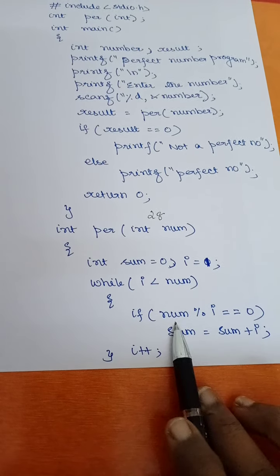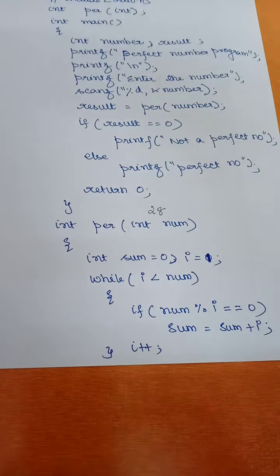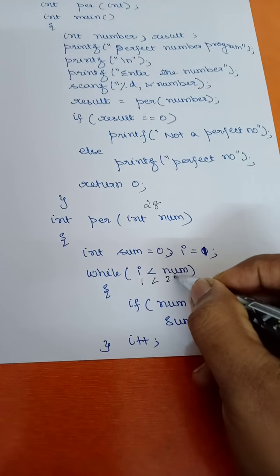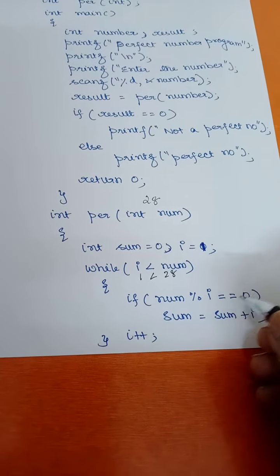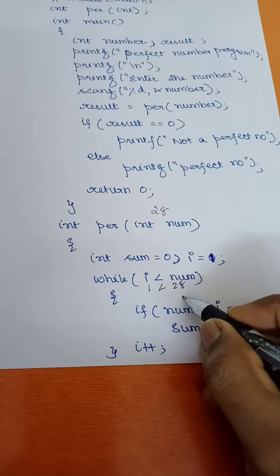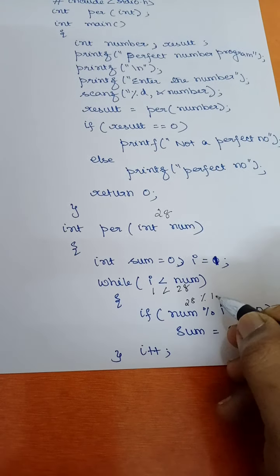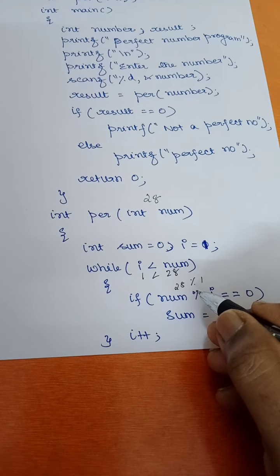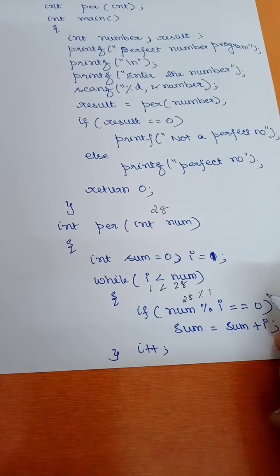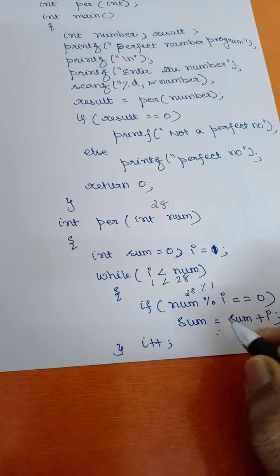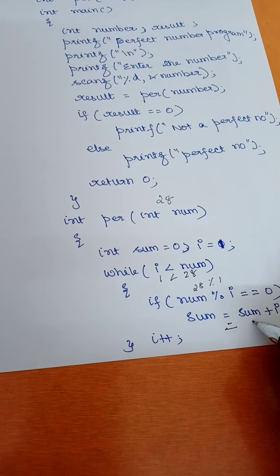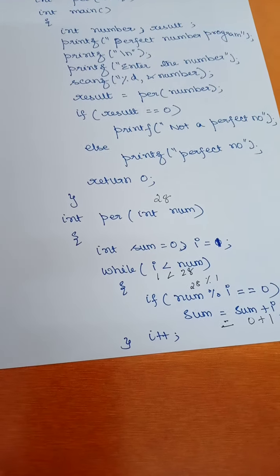So if num modulus i equal to 0. So first I will take 1. 1 is less than 28. Yes, 1 is less than 28. Condition is true. Now 28 modulus 1. So what is going to be the answer? Modulus means it is going to return you the remainder. The remainder is equal to 0. So in that case what am I going to do? I am going to add: 0 plus 1. I will add 1.